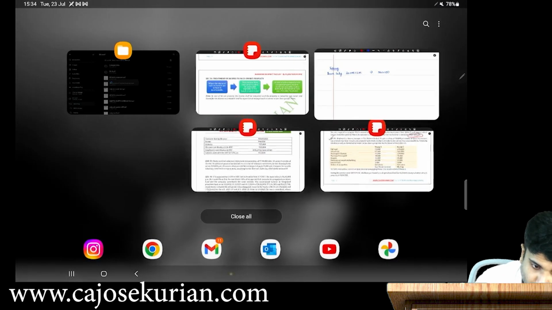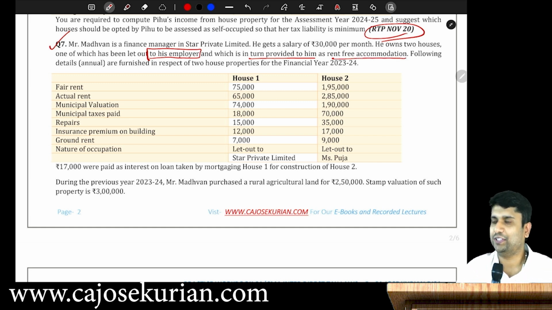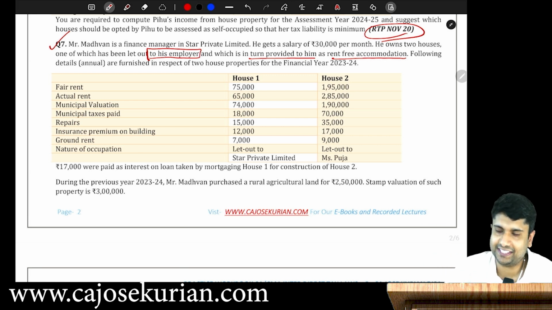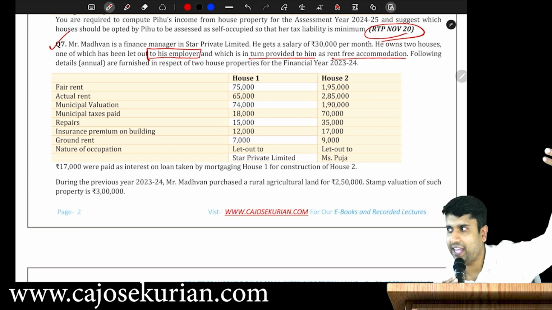Now, what are the other things? He owns 2 houses, one of which has been let out to his employer. So house 1 has been given to his employer, which in turn is provided to him as rent-free accommodation. So you tell me what to do with that. Think about this building. Say this is owned by me. I have rented this building to my employer, so that my employer is required to pay me a rent.